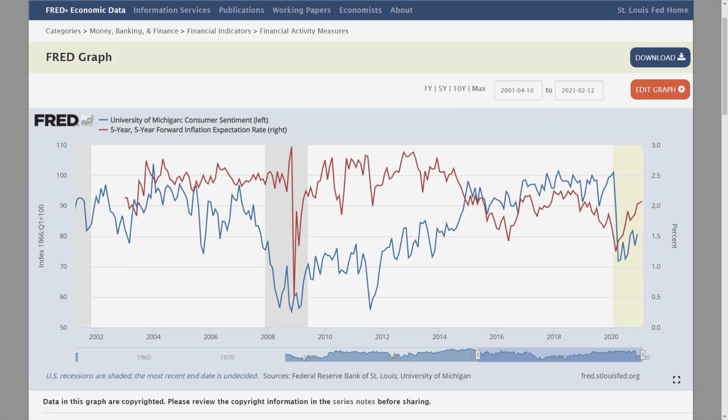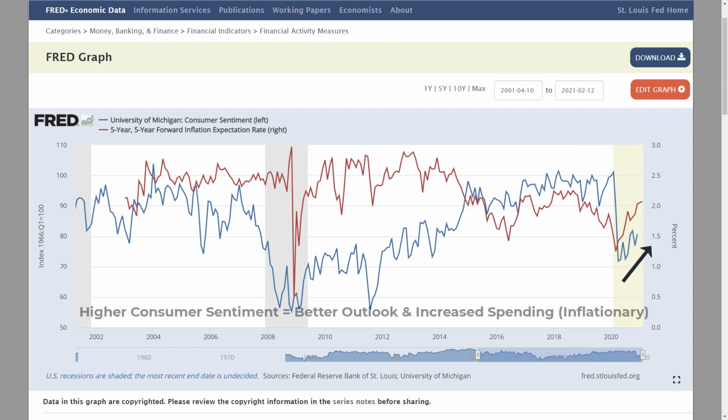Now let's look at consumer sentiment versus the 5-year forward inflation expectations. Consumer sentiment measures the optimism of consumers about their finances and the economy. Currently, we see inflation expectations shooting higher and sentiment is also edging higher. If consumer sentiment is high, consumers are more likely to spend, which would add validity to the sustained inflation narrative.